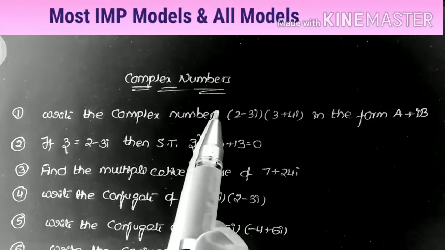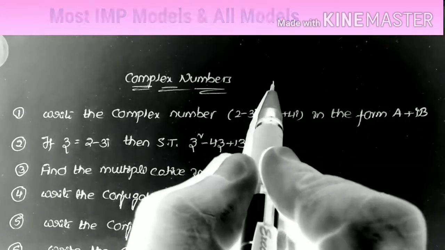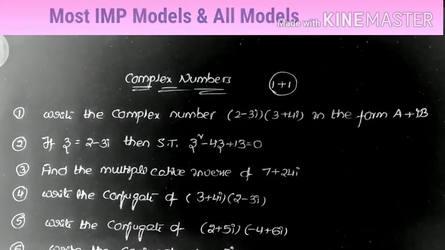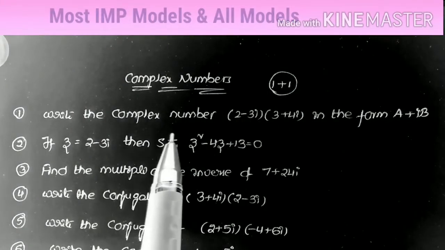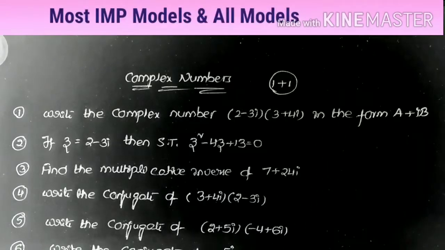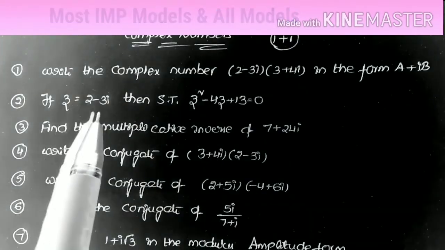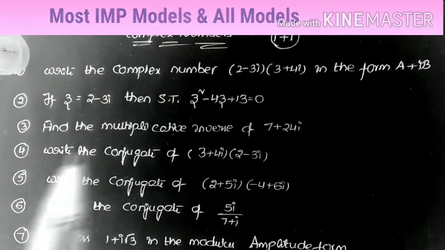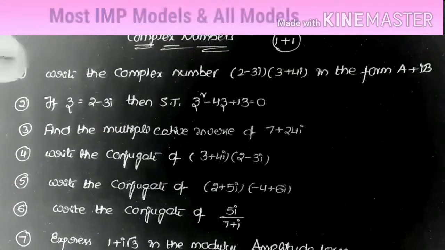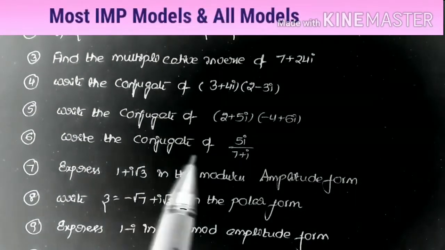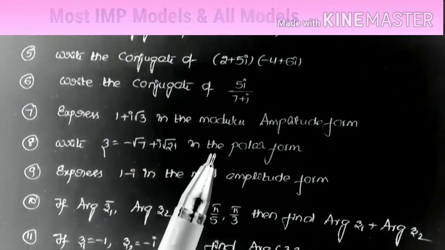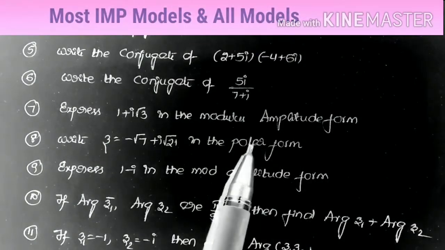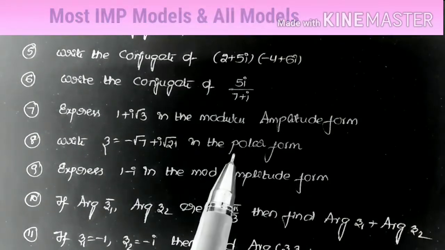So the first chapter is complex numbers, and in the public examination 2 marks problems come from this chapter. The first question: write the complex number in the a plus ib form. If z is equal to 2 minus 3i, then show that this value is equal to 0. Find the multiplicative inverse, write the conjugate, and express 1 plus i root 3 in the mod amplitude form. This is also polar form; mod amplitude form and polar form are both the same.